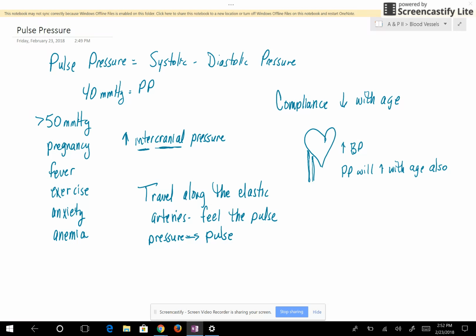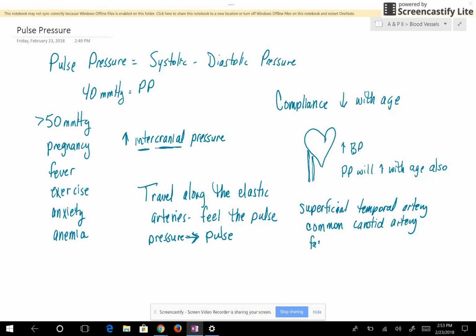You're able to feel your pulse in several places on your body. You're able to feel the pulse anywhere an elastic artery is close to the surface. So let's make a list of those areas. First, you have the superficial temporal artery. The superficial temporal artery would be on the side of the head, on the lateral side of the head. The common carotid artery. The common carotid artery is in the neck.